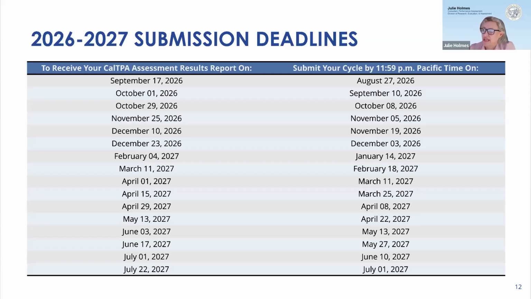I just want to call out that if you look at the bottom of the right column, the last submission deadline for version 2 is July 1st. So it's a good way to kind of close out the school year because then we move to transitioning to updated versions. So just as a reminder, July 1 is the very last submission deadline for this academic year for version 2.